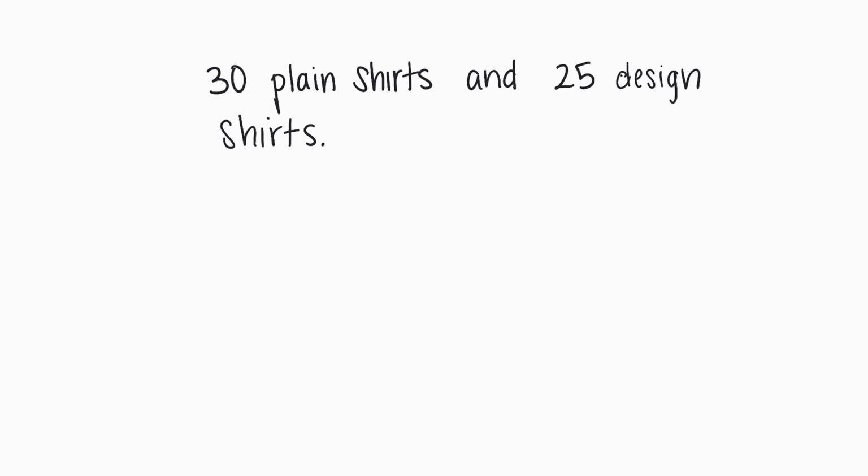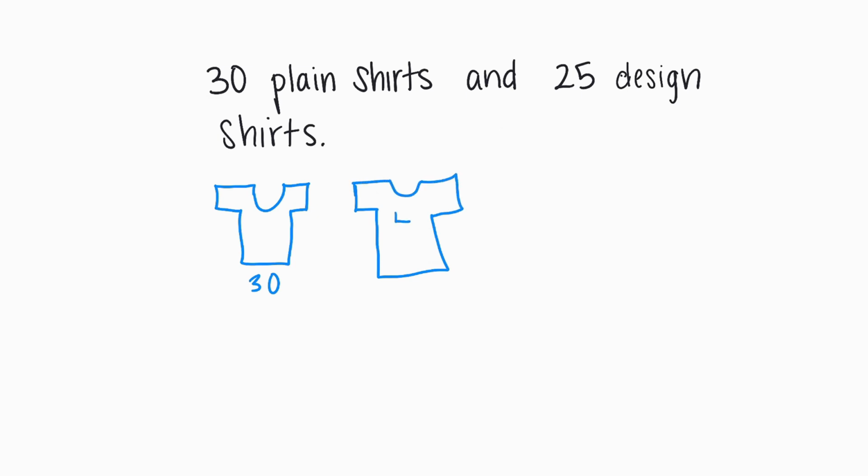The next thing I want to show is there's sometimes going to be some problems that have large amounts. So if you can see here, 30 plain shirts and 25 design shirts. So am I really going to sit there and draw 30 plain shirts? No, but I can model it for my brain a little bit. So I'm going to draw a plain t-shirt and know that those are 30. And then I'm going to draw a design t-shirt. My name's Jamie, so I'm going to design it with a J. Woo! Okay, and then I know there's 25.